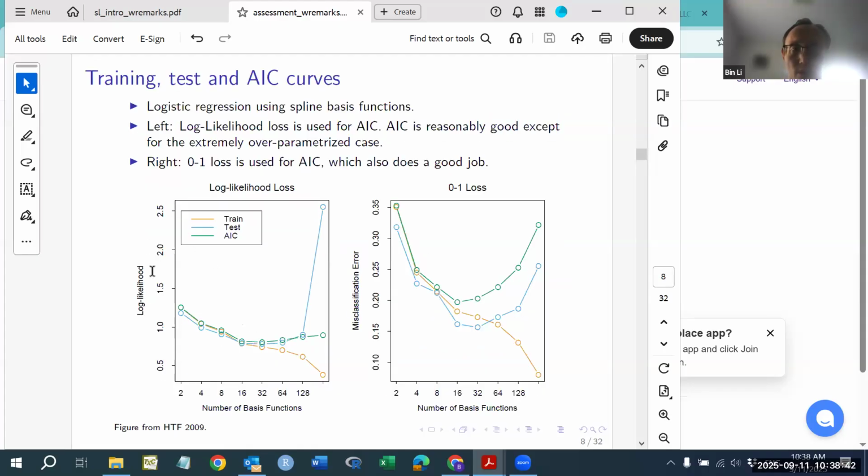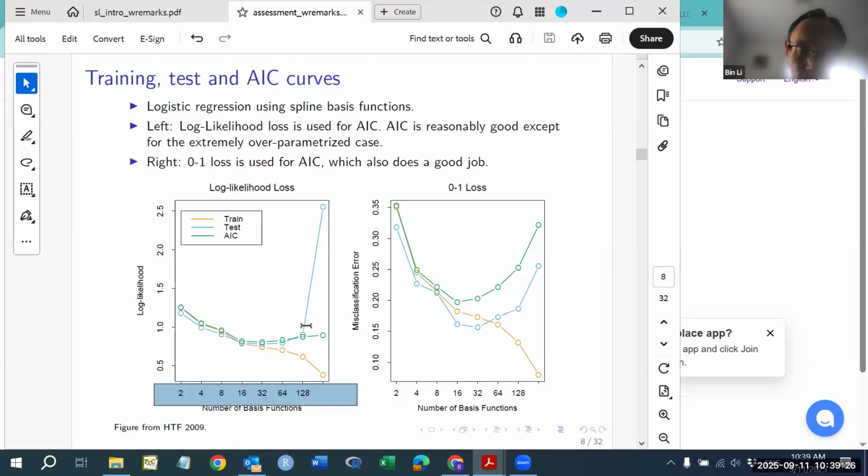And here, the left panel shows the log likelihood, with the number of basis functions for the models. So here I'm using logistic regression with the spline basis function. We will talk about that later. But just keep in mind, the more basis functions, the more complicated the model is. That's the number of parameters. The horizontal axis shows the number of parameters, so the more complicated the model is.